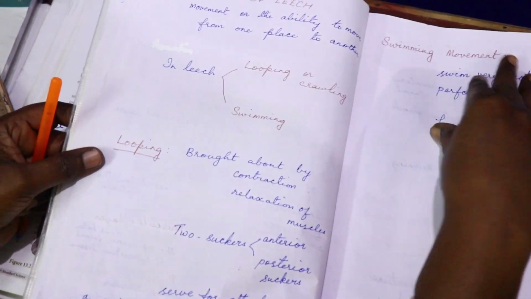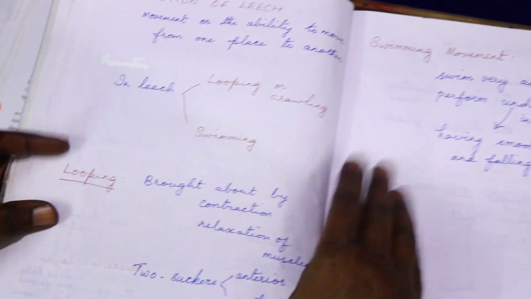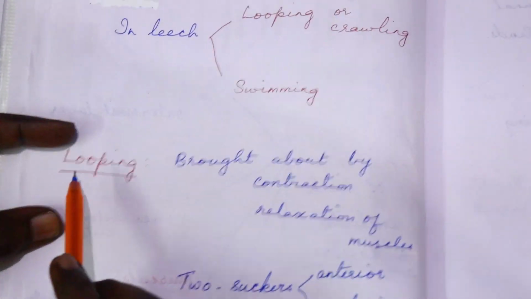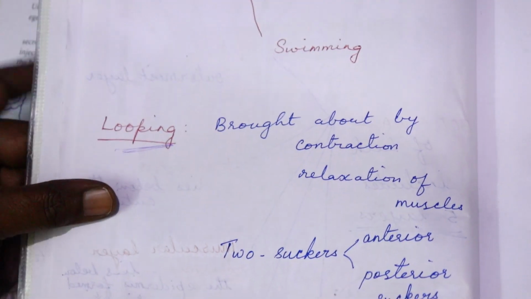This is called looping or crawling. Swimming we know. Okay, how looping is done here in leech?